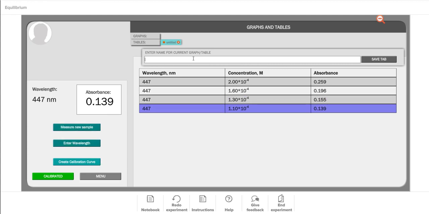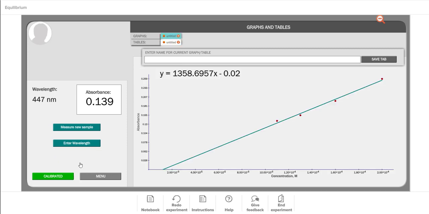Once you've measured your stock solution and the 3 diluted solutions, you're going to create a calibration curve. The calibration curve will give you an equation, and this is the equation that needs to go into your notebook. In the notebook here, E times L is going to be the slope of your line. X is your independent variable, which is concentration. Y, your dependent variable, is going to be the absorbance.